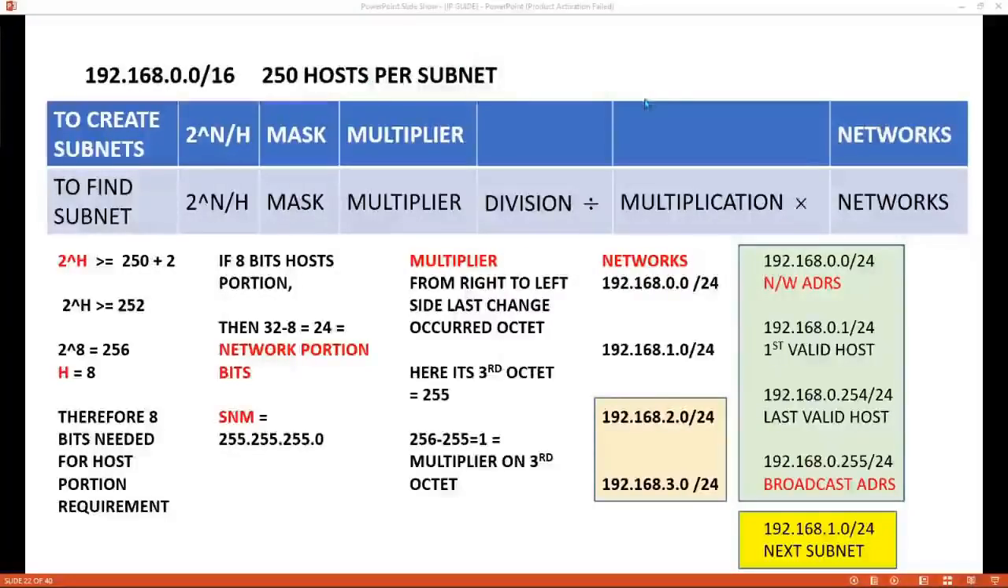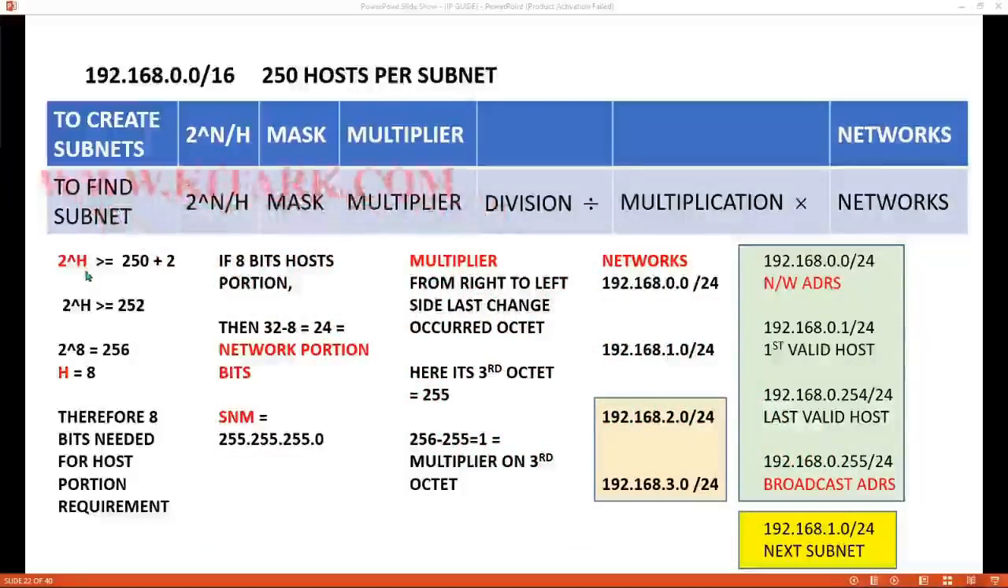So here we are going to use the jargon again: mask, multiplier, networks. For example, let's say 192.168.0.0/16. They are giving you this IP address and asking us to calculate for 250 hosts per subnet. So we need to figure out certain network addresses of the first, second and third subnets. Here the first step is 2 to the power n or h. If the question is asking about hosts, then you go for 2 to the power h. If they specify the number of subnets, sub-networks, in a few moments we'll do that question as well, then you will use the equation 2 to the power n. Now they are specifying the host, so you go for 2 to the power h.